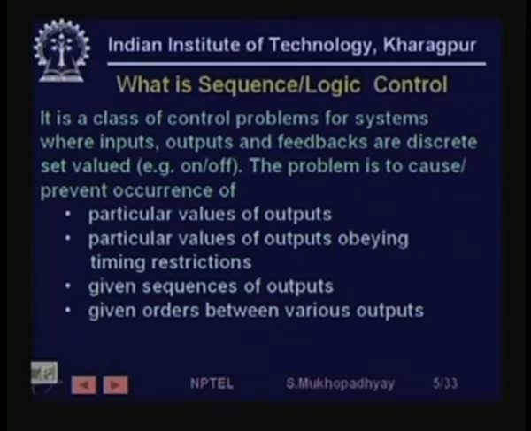The buffer should only go through certain states and should not go to some other state. So only some particular sequences of outputs or events should be allowed. Or there could be some given orders between various outputs. So after this occurs, that must occur. So these are sequencing orders, sometimes also called interlocks. If this has already occurred, that cannot occur.